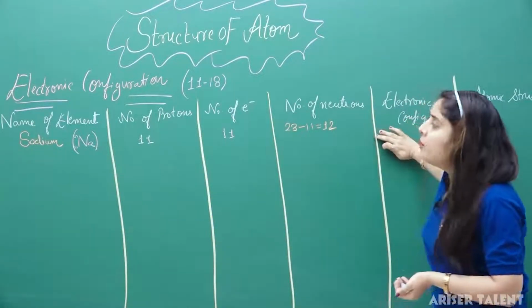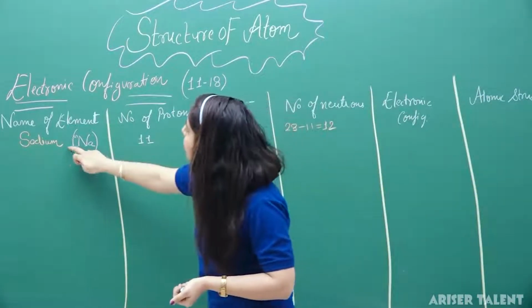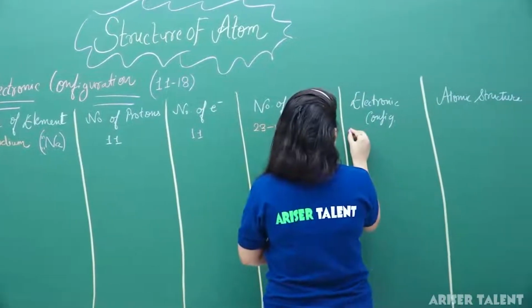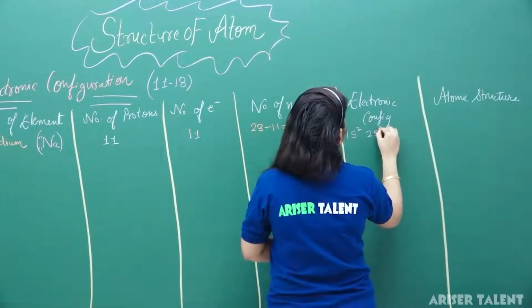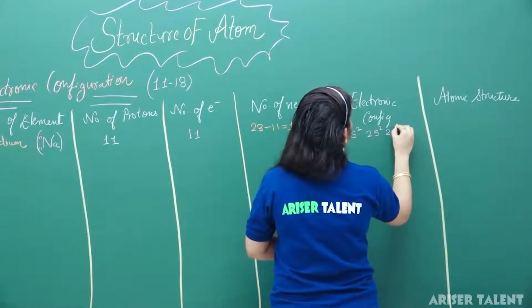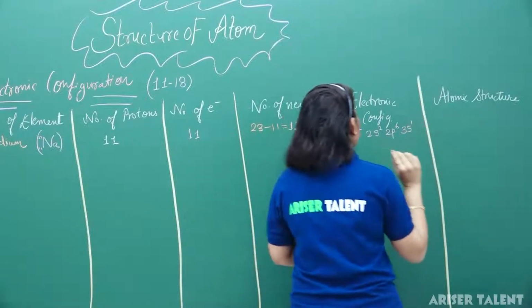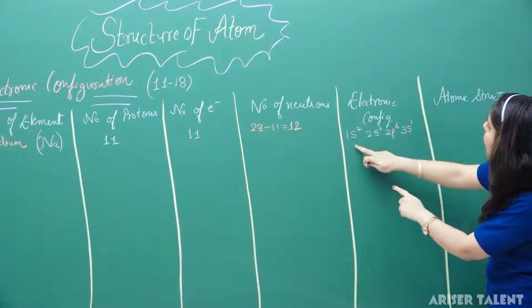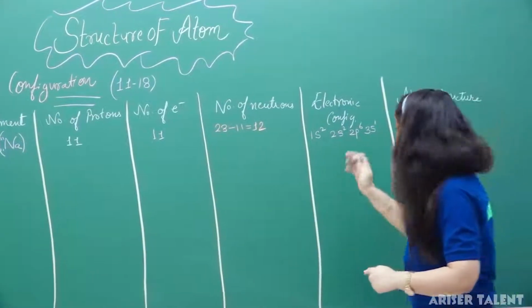Now, what will be the electronic configuration for the sodium atom? As we know that its atomic number is 11, its electronic configuration will be 1s2, 2s2, 2p6 and 3s1. It means 2 electrons in the first orbit, 2, 6 and 1, and the sum of all this will give us 11.